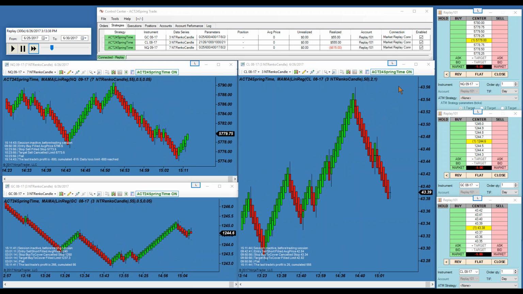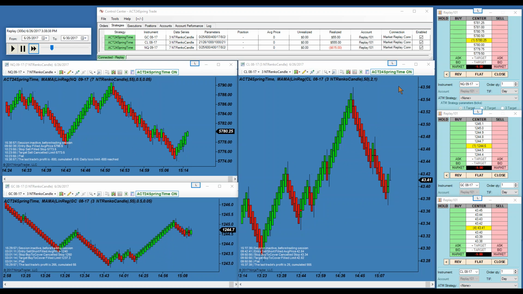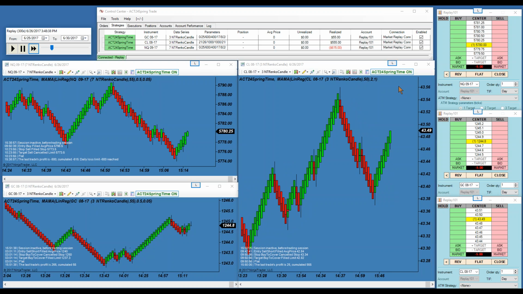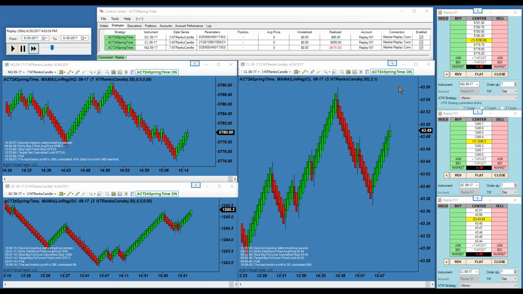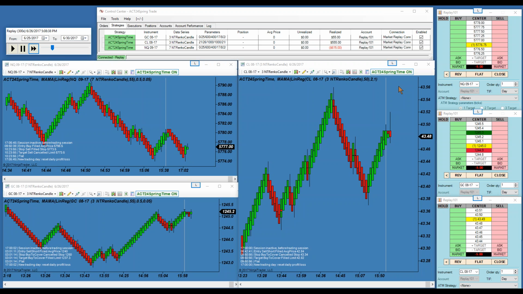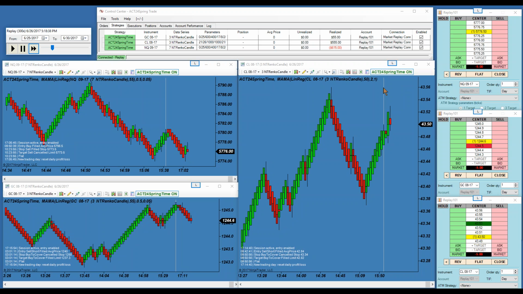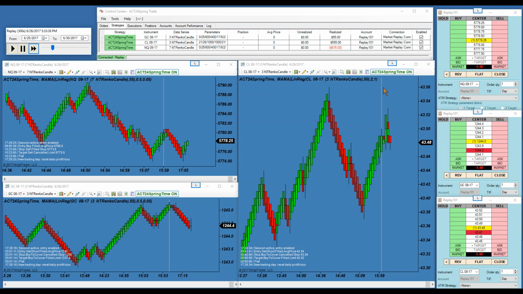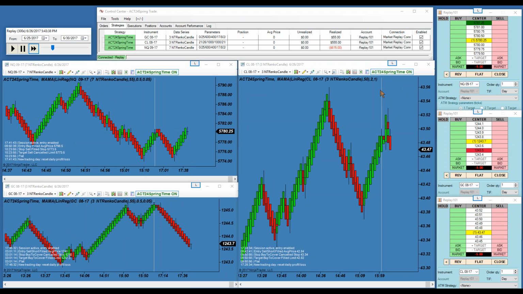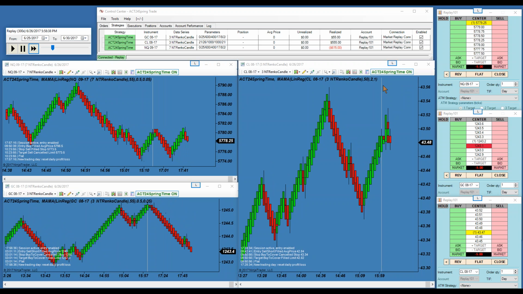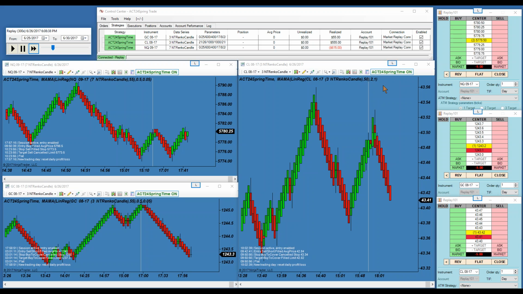Okay, we're coming toward the end of the first day. That's from Sunday night till Monday afternoon. Now the white line represents the start of the new day, new time period, which is 5 p.m. Central Time, 6 p.m. Eastern Time.